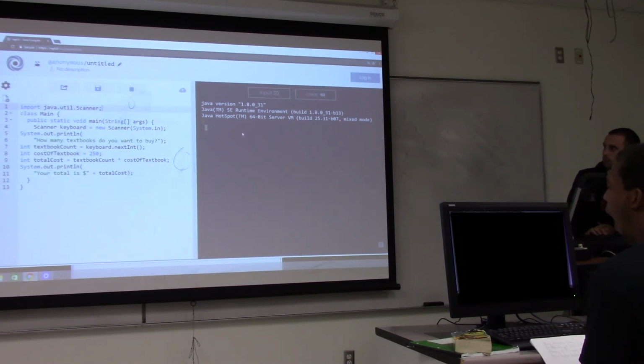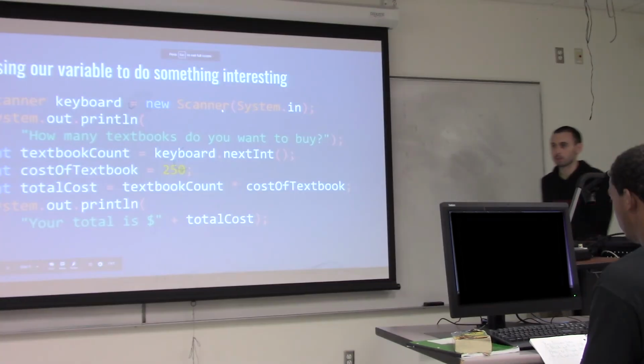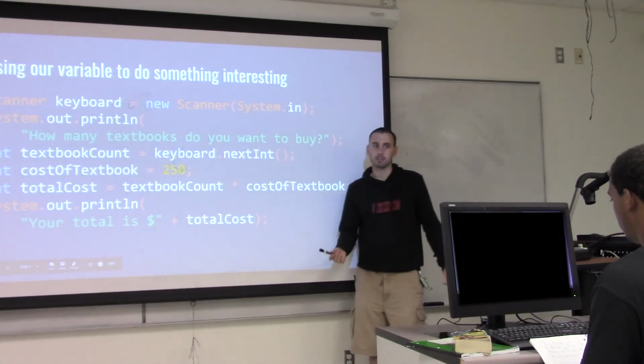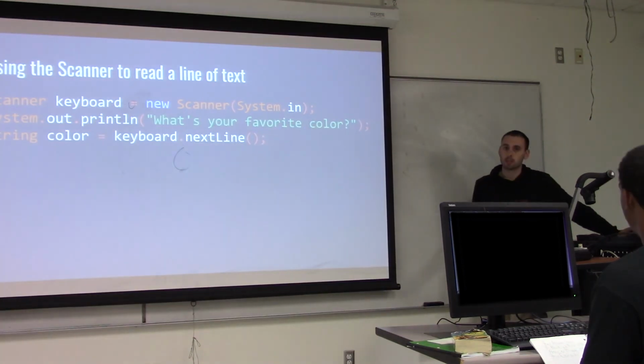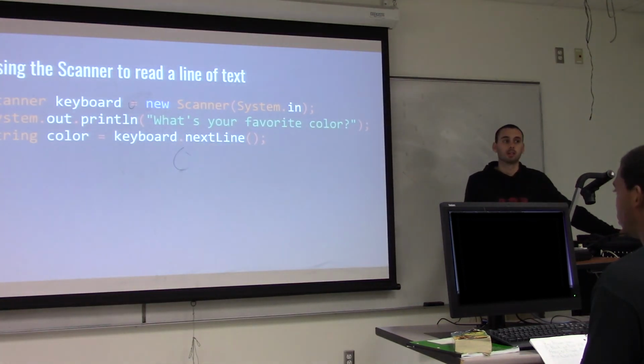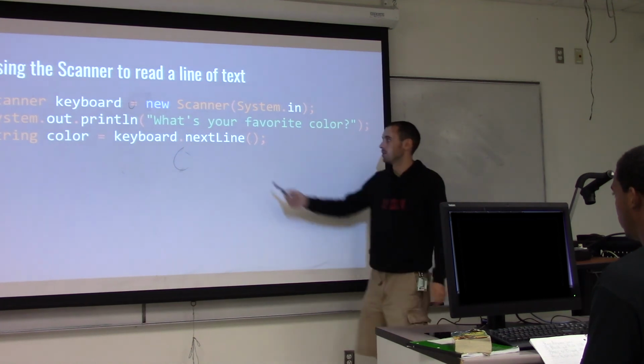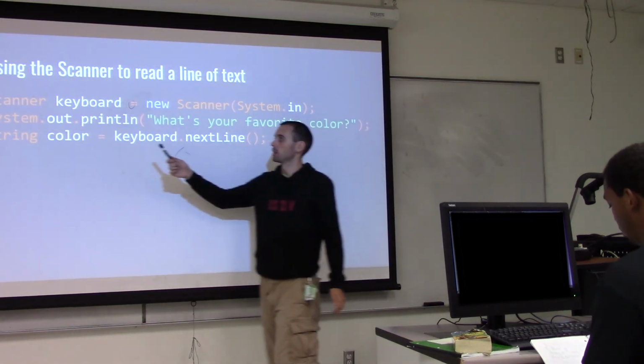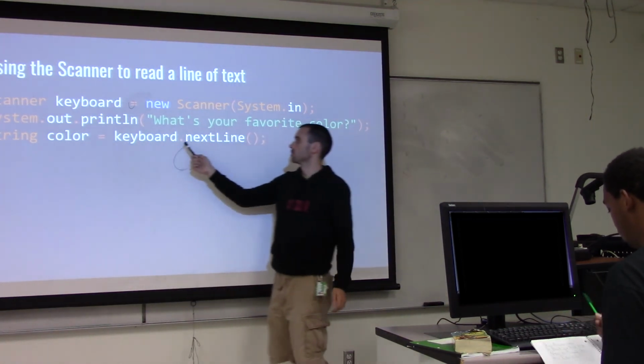Let's try it again. How many textbooks do you want to buy? I want to buy 89 textbooks. Your total is $22,250. So now we have code that can read in a number from the user and we can react to it. And that's great. The next thing we want to look at is how to get a string. So instead of doing nextInt, we're going to do nextLine, capital L Line. So here again we have String color equals keyboard.nextLine.